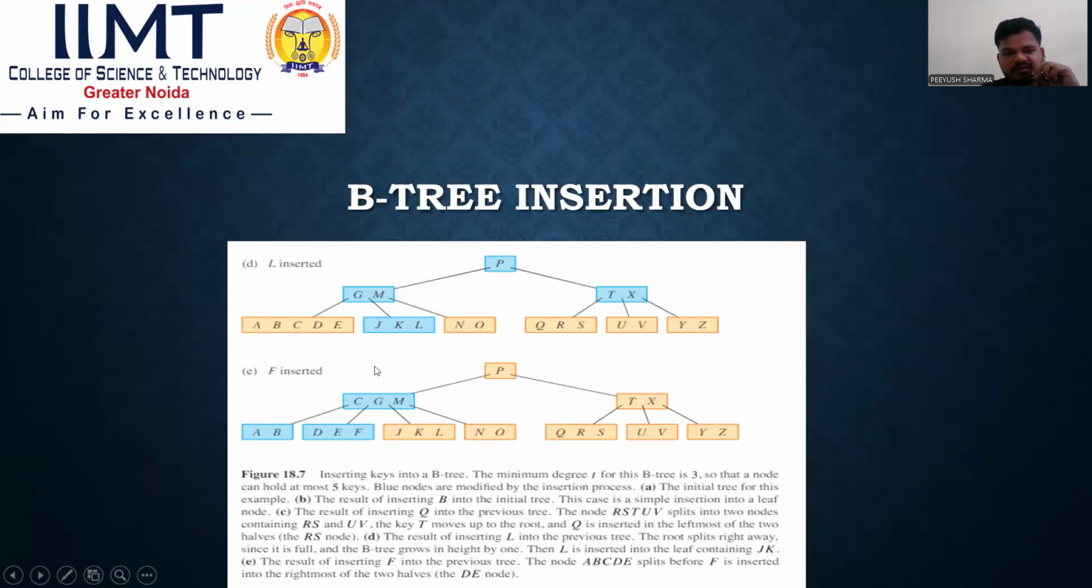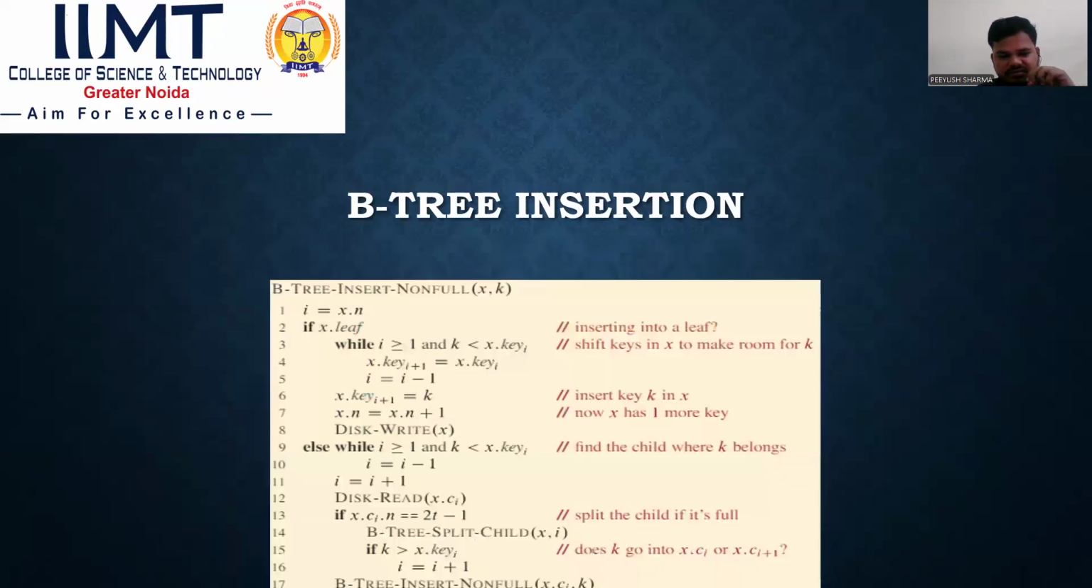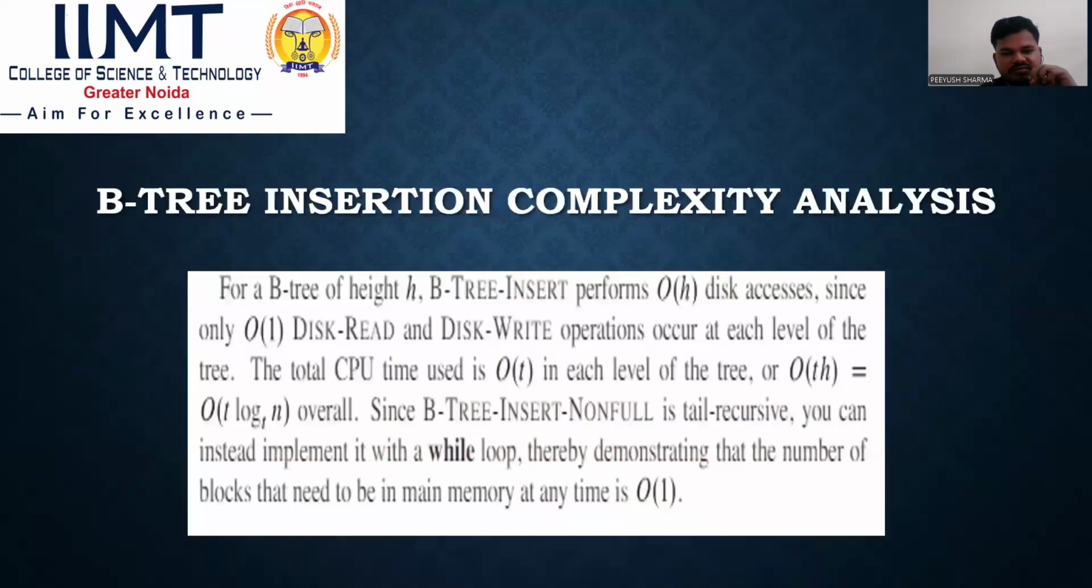And similarly, F is inserted. Also finding the position of F, which should lie in this particular node, it also exceeds the number of children, and this is also split into two parts. And this way, in this B tree, we are inserting any particular keys. And here is the insertion algorithm.